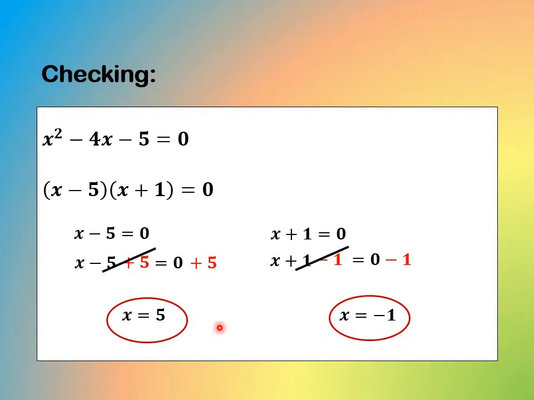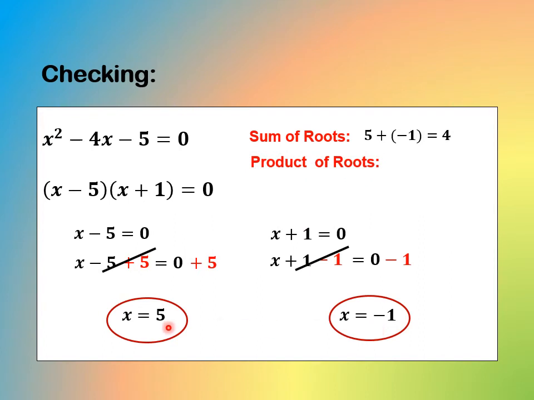So, ano yung roots natin? 5 and negative 1. So, if we add 5 and negative 1, the sum of roots is equal to positive 4. Okay? And then, if we get the product of roots, so 5 times negative 1, then the product is equal to negative 5. So, kumbaga, ito ang haba. Pero, if we know the formula for the sum and product of roots, madali na natin makukuha kung ano yung sum at saka yung product. Okay?